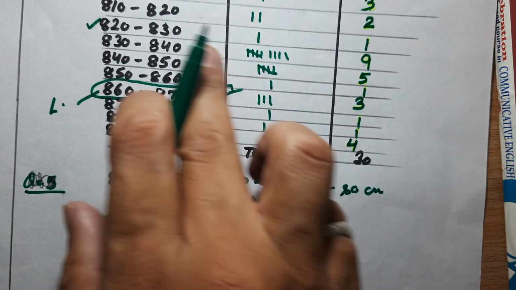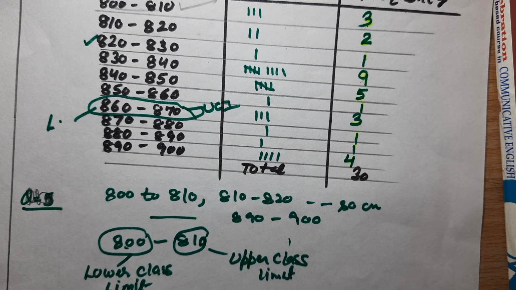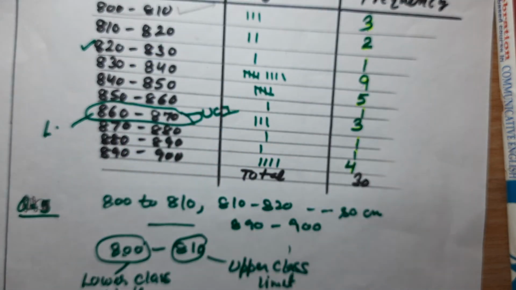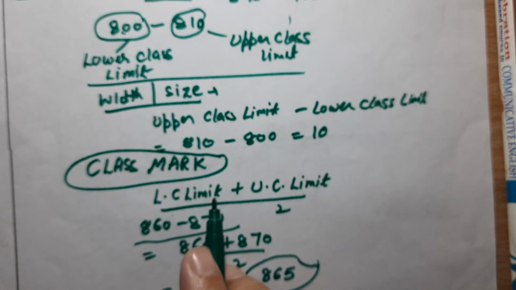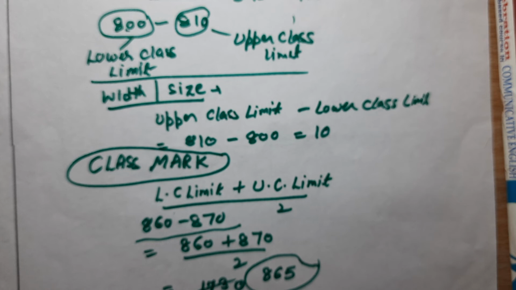For any class interval, the value of the class mark will always be different. You have to add lower limit and upper limit divided by 2. In the same way, you can find by using the formula lower class limit plus upper class limit divided by 2. You can find all the class marks. Okay, children? So I hope this is clear.